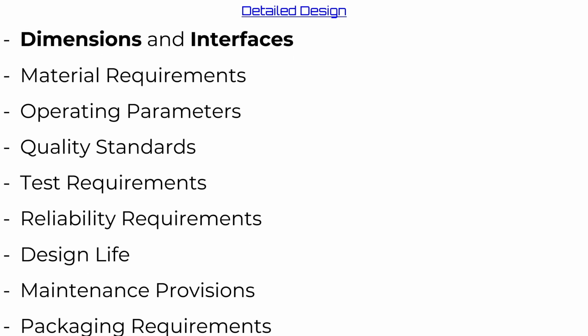All right. So when it comes to detailed designs, this is when you want to be very specific and very critical of what your design is going to be. Make sure you have your dimensions and interfaces, your materials, your parameters, your quality standards, your testing, your design life. You basically want to take all of those into consideration to make sure that your product is the best that it can be.